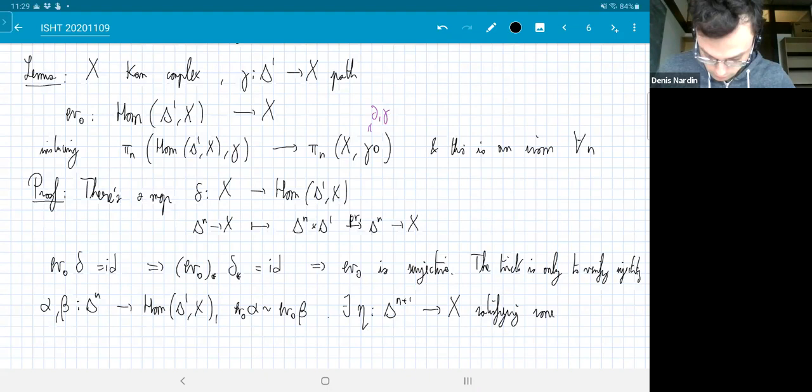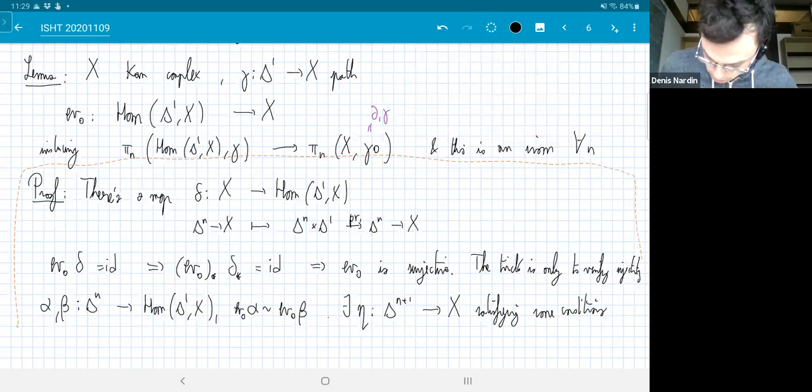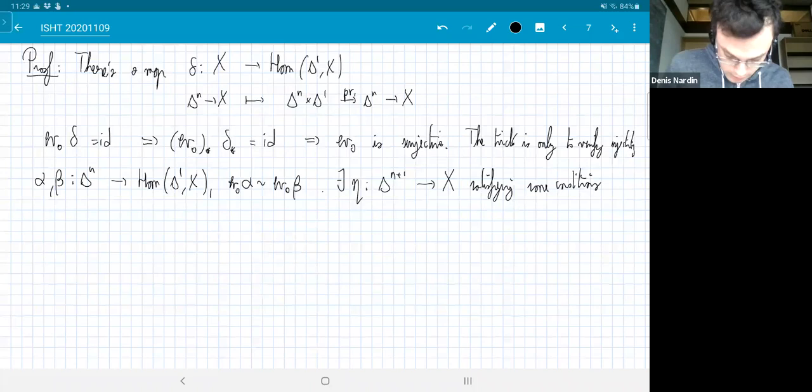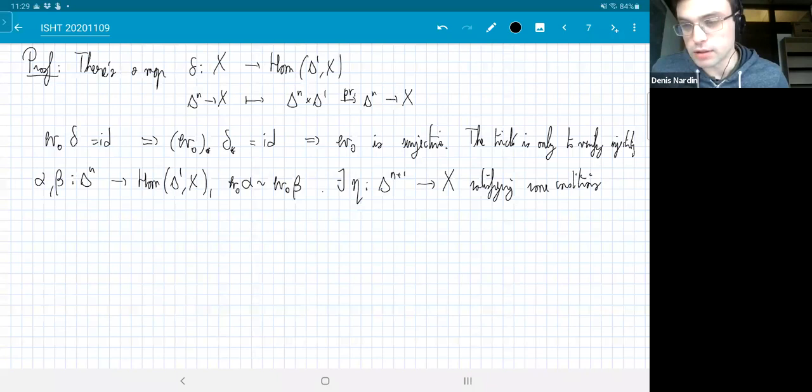I need a new page, so I should experiment with infinite scrolling pages at some point. Just afraid they're going to mess up. Okay, which I'm not going to spell out, but they're not going to be important. You can verify that they do what they have to do.